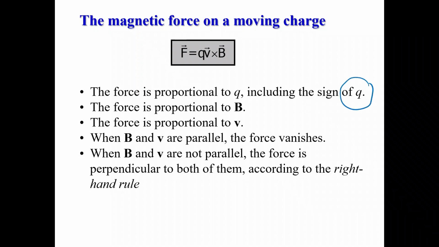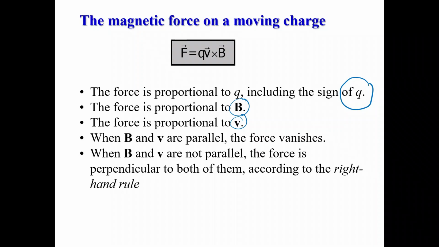So that means that the force on positive and negative charges are going to be in opposite directions. So if I put an electron into a magnetic field and I have a proton moving with the same velocity in the same direction, its force is going to be in the opposite direction. So we do have to be careful with that sign. The force is directly proportional to the magnetic field, directly proportional to the velocity.